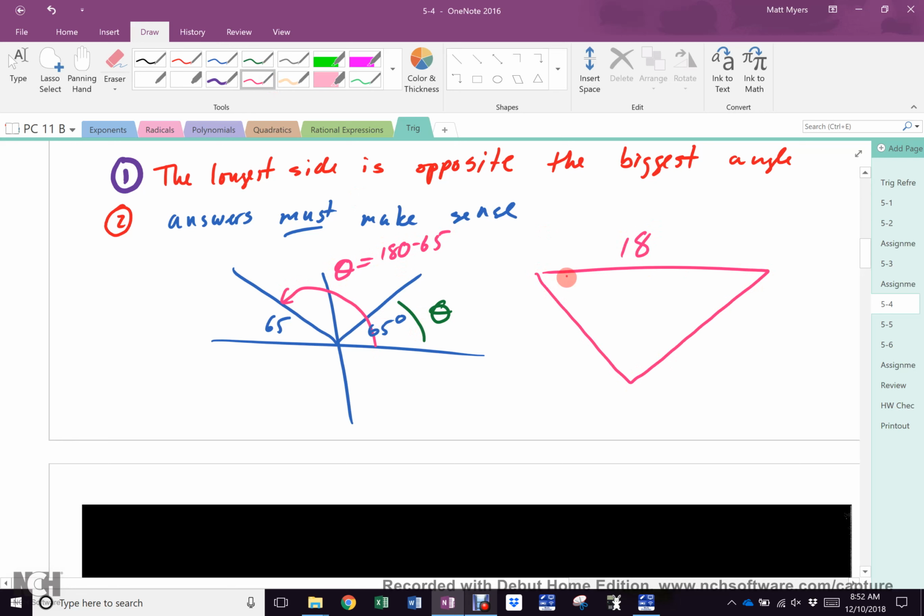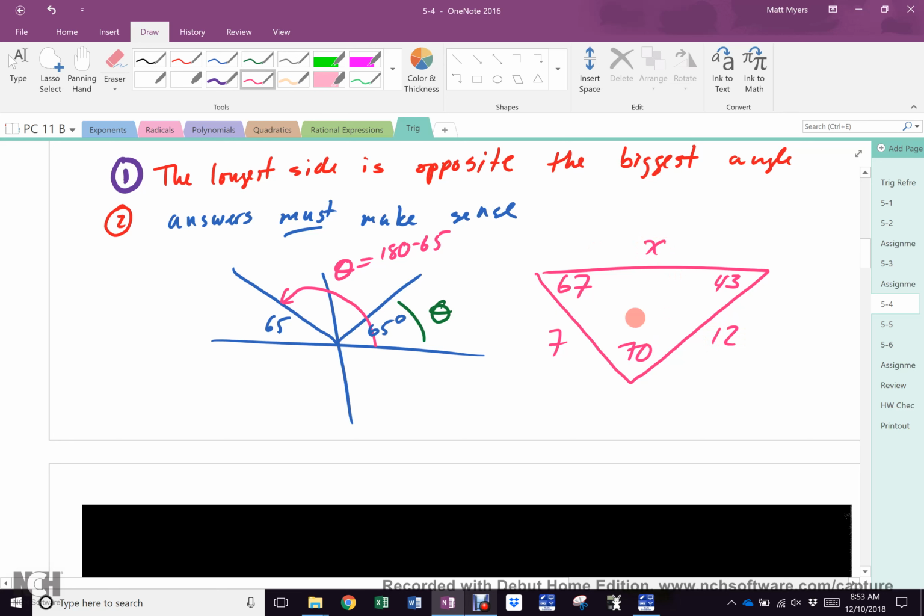18, 67, 43, which is 110, which would make this 70, right? Yeah. And you did sine, and you got an answer of, no, that wouldn't work. This would be the tiniest one, 7. This would be 12, and this was x.